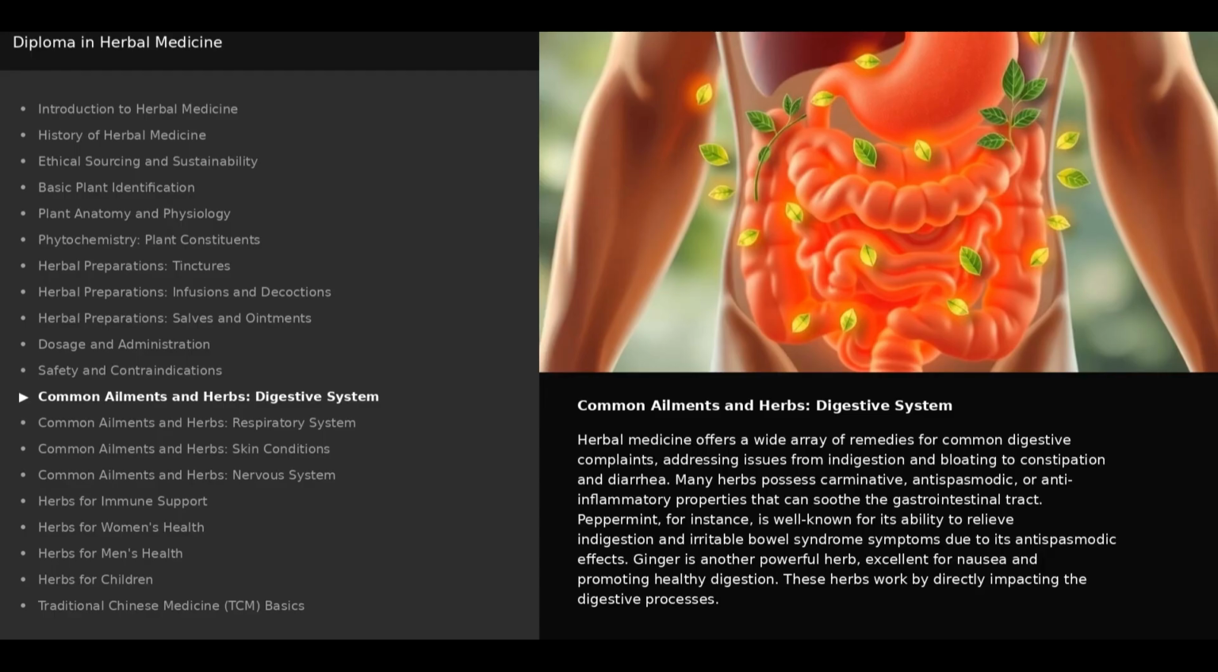Peppermint, for instance, is well known for its ability to relieve indigestion and irritable bowel syndrome symptoms due to its antispasmodic effects. Ginger is another powerful herb, excellent for nausea and promoting healthy digestion. These herbs work by directly impacting the digestive processes.